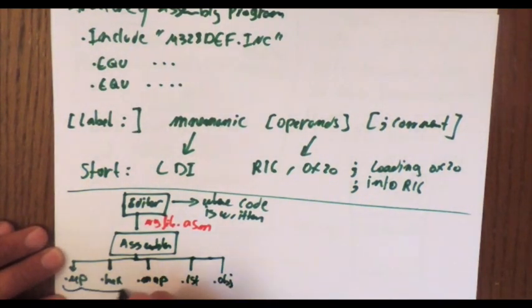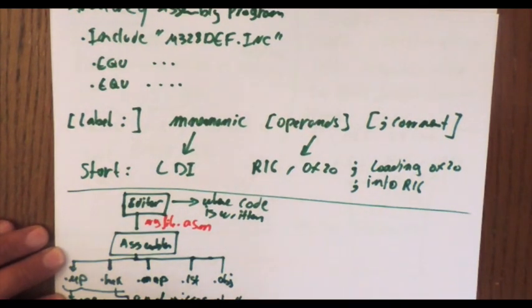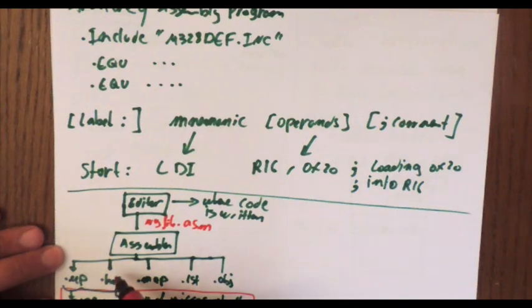So these two, this goes to the EEPROM, and this goes to the program memory of the microcontroller. So when we say we program the microcontroller, we're actually talking about these two. Put the EEP file in the EEPROM and the hex file in the program memory of the microcontroller.